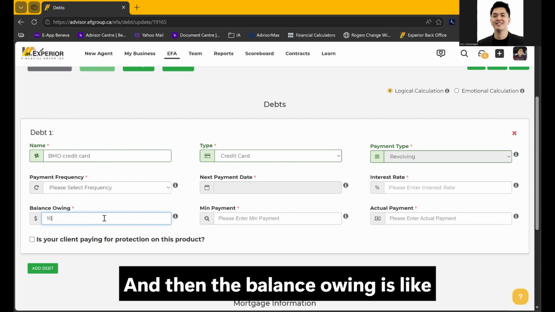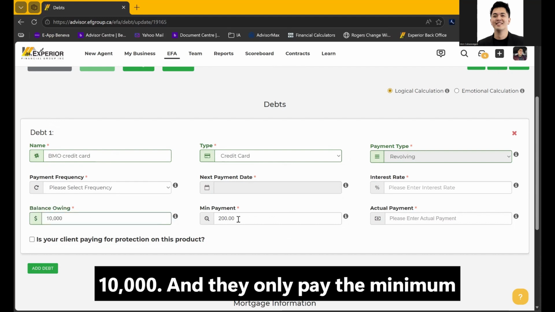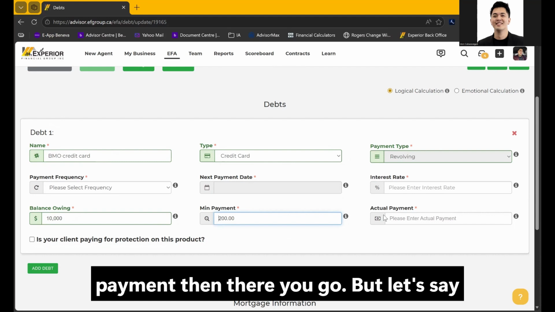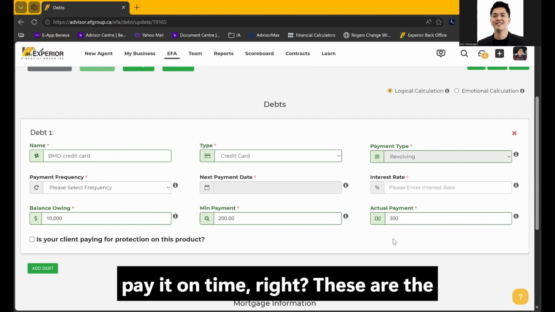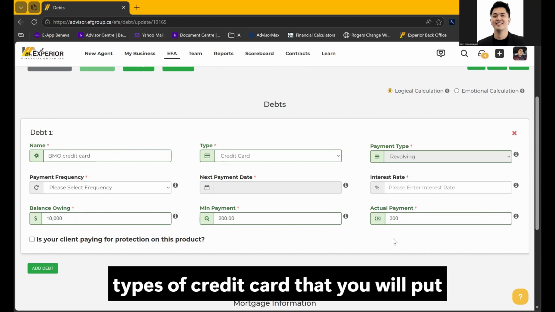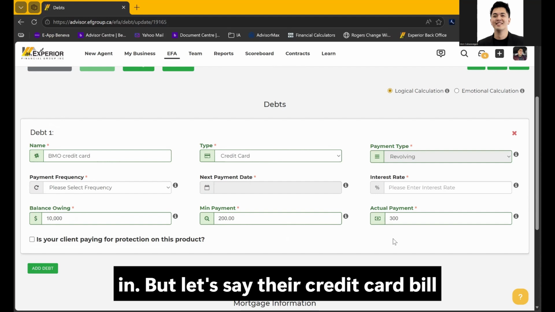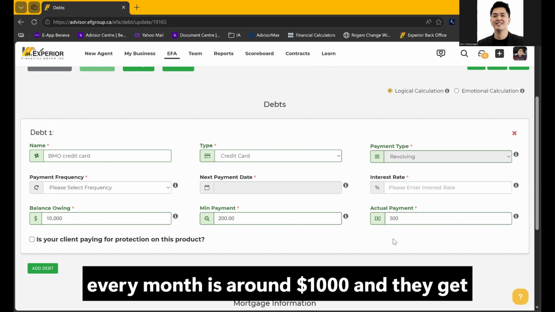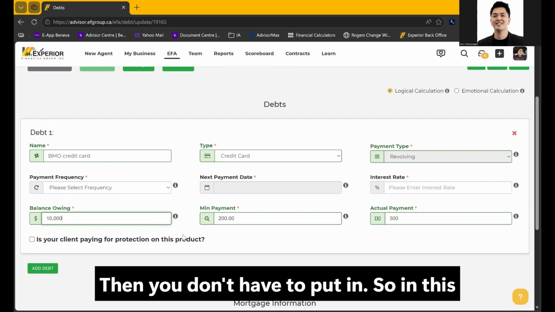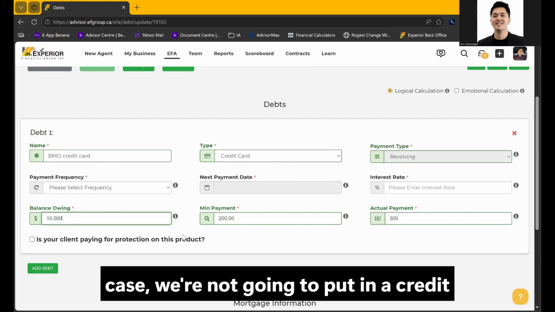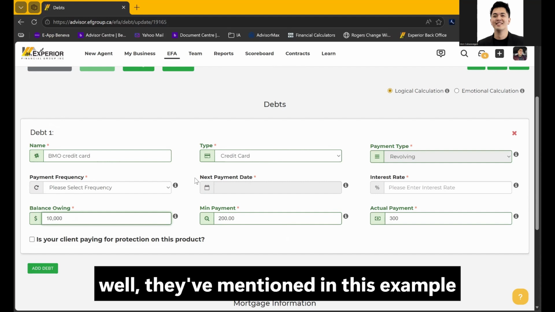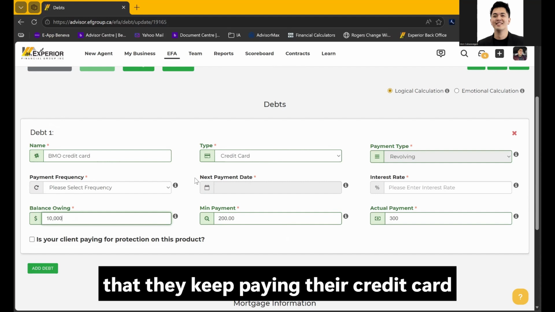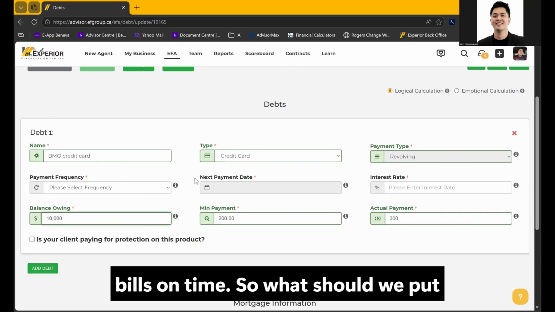And then the balance owing is like 10,000 and they only pay the minimum payment, then there you go. But let's say they put in $300. So they don't get to pay it on time, right? These are the types of credit card that you will put in. But let's say their credit card bill every month is around $1,000 and they get to pay it every time, like every month, then you don't have to put it. So in this case, we're not going to put in a credit card debt, just because in this example, we assume that the client, well, they mentioned in this example that they keep paying their credit card bills on time.